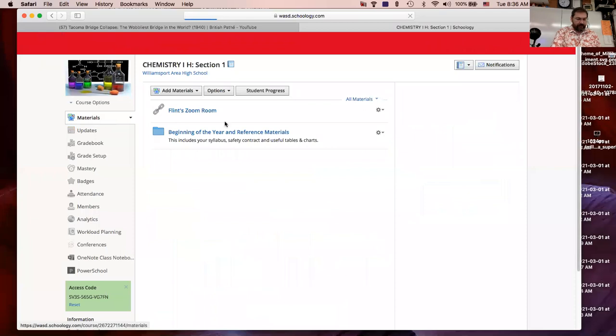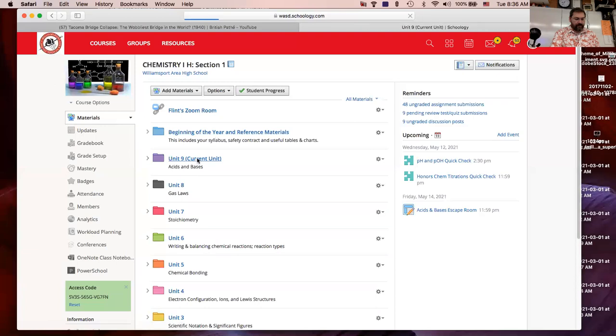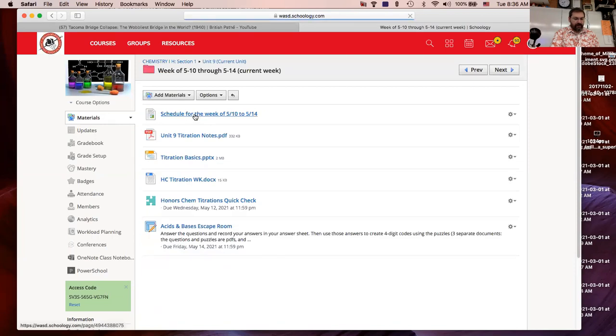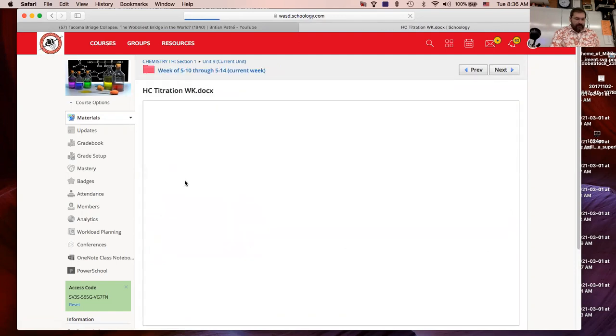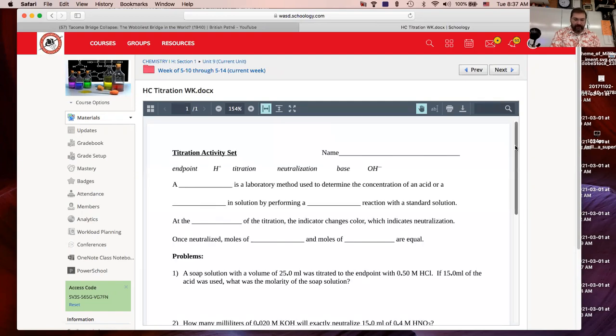Yes, you can click in materials, in the current week. You can either get to it in the schedule for the week, or it's this honors chemistry titration worksheet. And it looks like this at the top. If you picked up a copy yesterday, and you have it with you and took it home, then it's easiest to just do it right on the paper.